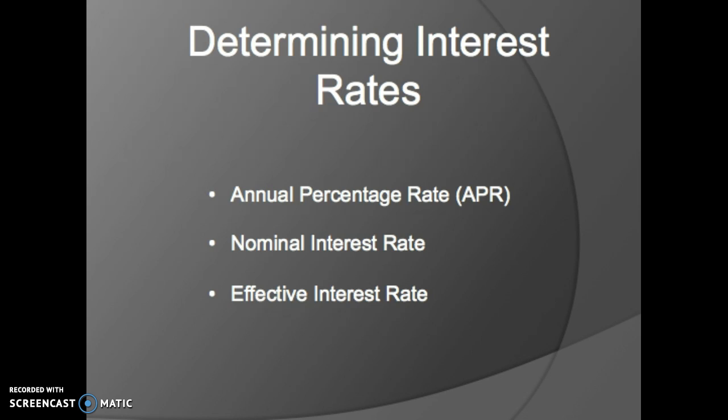We cannot compare two loans based on APR if they do not have the same compounding period. To make them comparable, we calculate their equivalent rate using an annual compounding period. We do this by calculating the effective annual rate, which is also known as EAR, E-A-R.